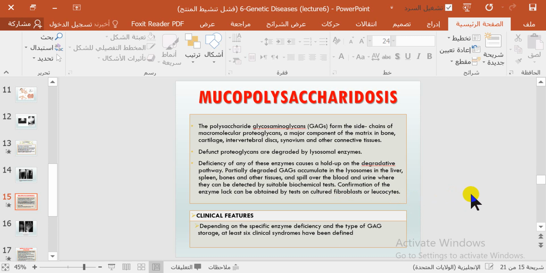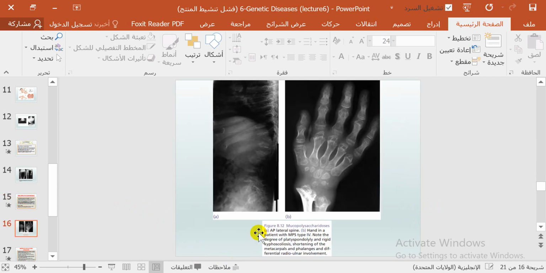Confirmation of the enzyme lack can be obtained by testing on cultured fibroblasts or leukocytes to define the type of the disease. The clinical features depend on the specific enzyme deficit and the type of glycosaminoglycan stored or accumulated. At least 6 clinical syndromes have been identified of this disease.